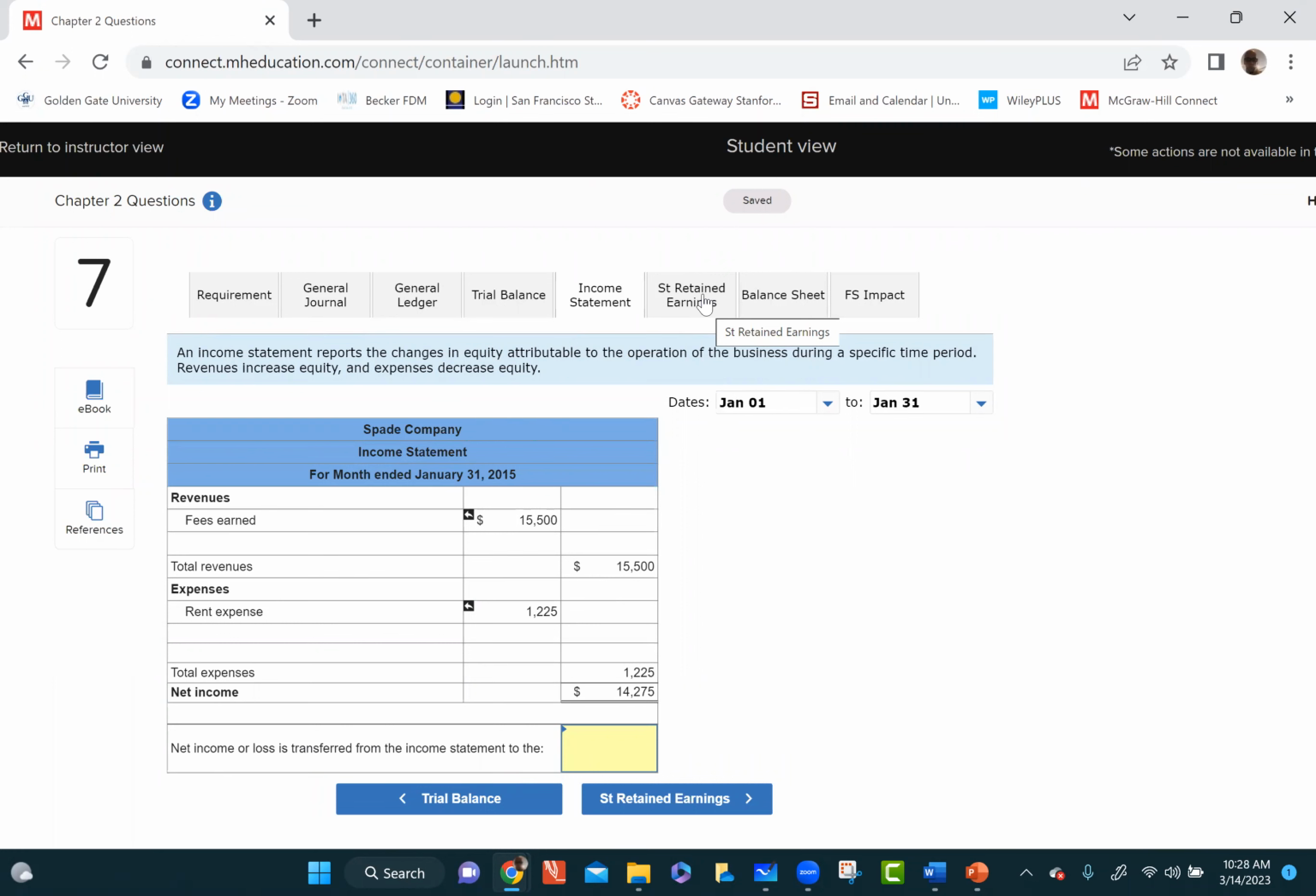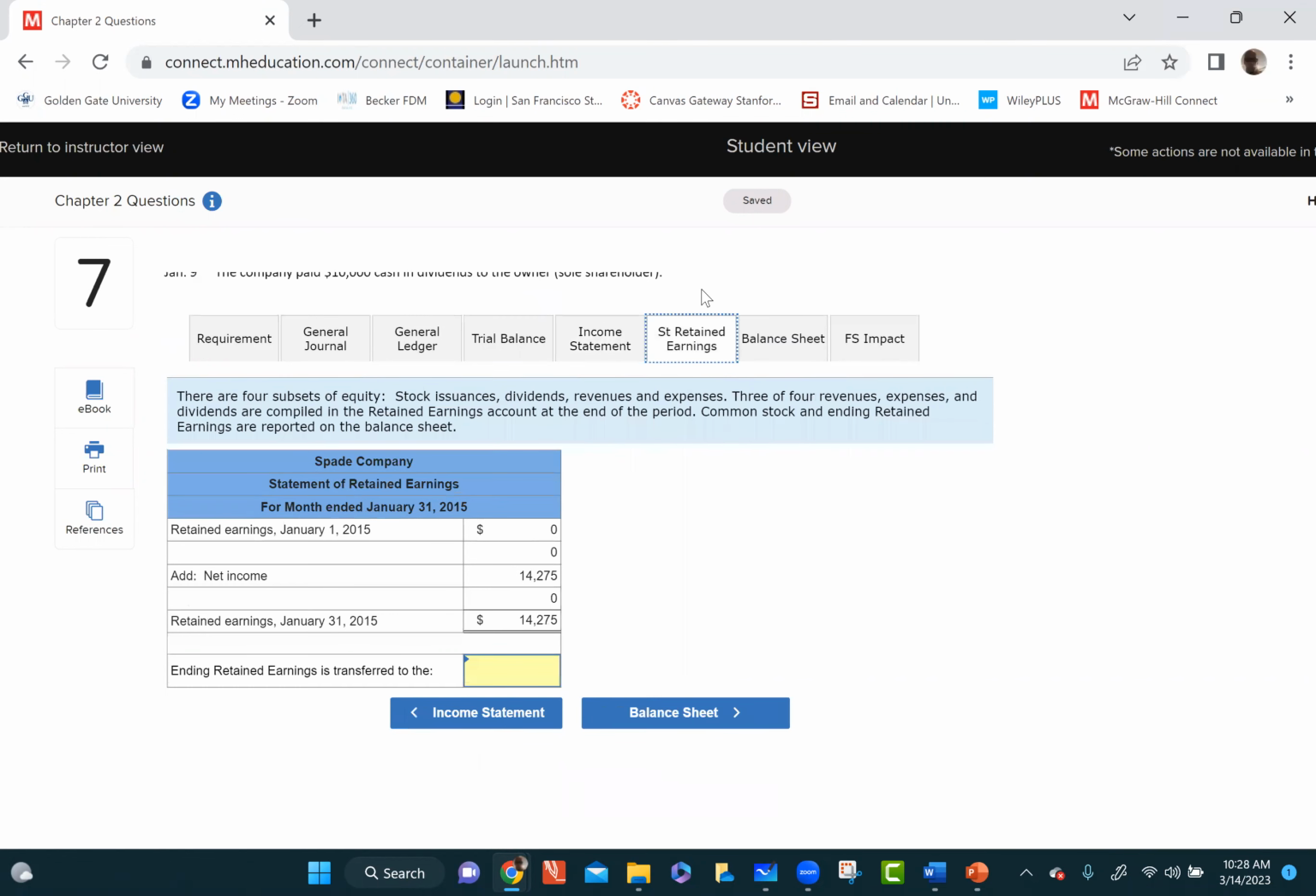Yes. I should see the beginning balance. I should add net income. They haven't talked about dividends yet, and then that would give me the ending balance. I don't know why the software didn't show it to us. I guess they want the student to put that in, but the ending balance would be 14,275.